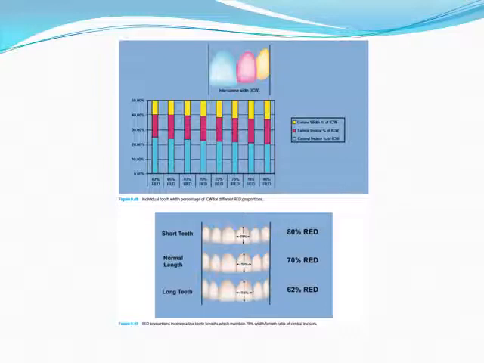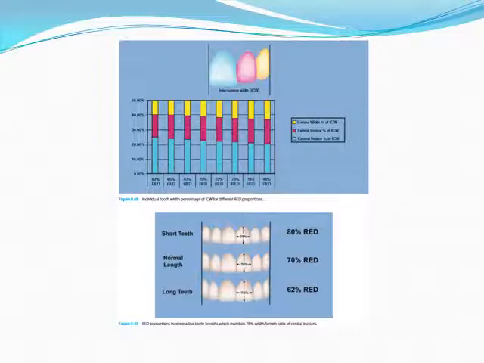So the more the width of the tooth, the higher the percentage of the RED proportion. We take for the short teeth the 80% RED proportion, while for the normal length, as we said before, we take the 70% RED proportion. And the minimum for the long teeth: for the long teeth, we take the 62% RED proportion. As you see here, the 62% RED proportion is related to the golden proportion.